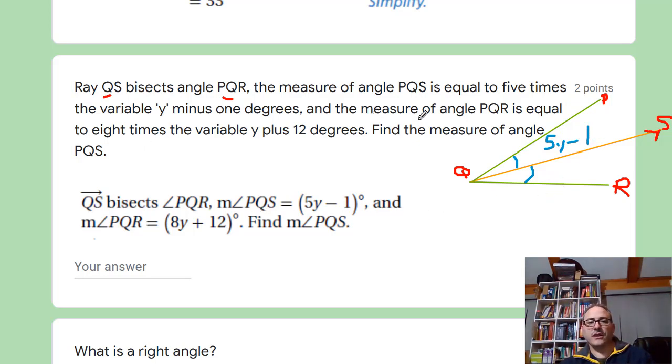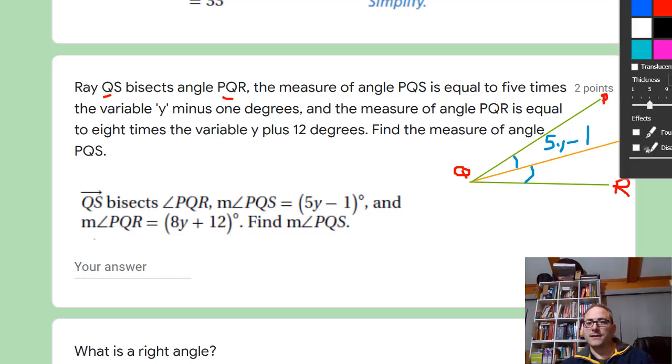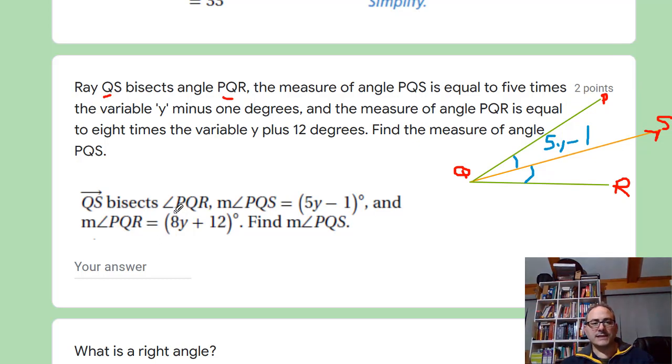And the measure of angle PQR, this whole thing, is equal to 8 times y plus 12. So 8y plus 12. All right. And they want us to find the measure of angle PQS. They want us to find, what is this one?